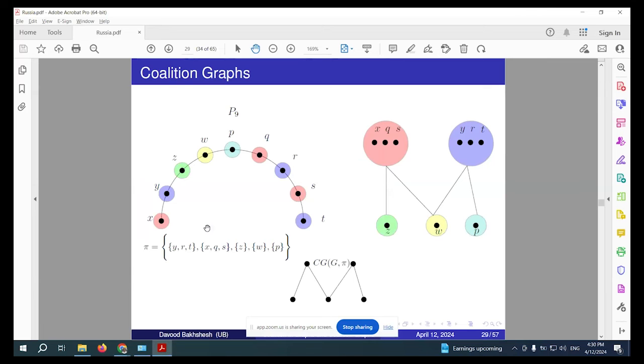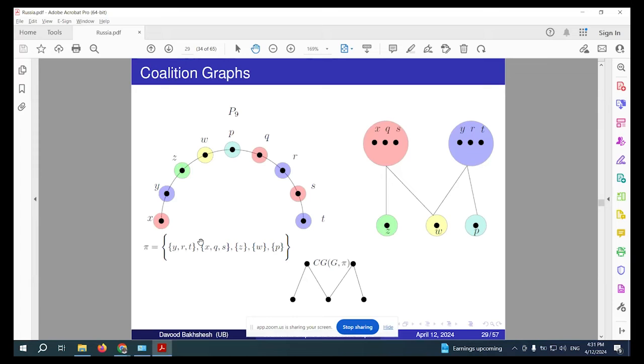For example, consider again the path P9. The vertices are X, Y, Z, W, P, Q, R, S, and T. Please see the left side. You can see that the partition P contains 5 elements: YRT, XQS, Z, W, and P. And we can easily check that this partition is a coalition partition according to the definition of coalition and coalition partition.